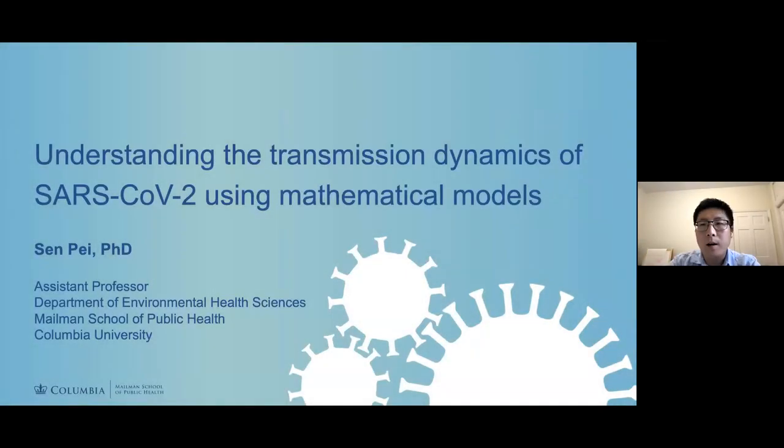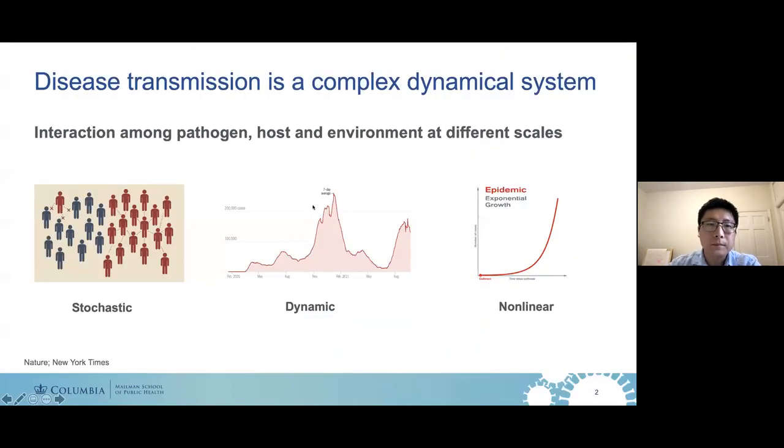So today I'm going to talk about a couple of our studies that use mathematical models to understand the transmission dynamics of SARS-CoV-2. Disease transmission is a typical complex dynamical system, and it involves complex interactions among pathogen, host, and the environment at different scales. At the population level, disease transmission has the defining characteristics of a complex system.